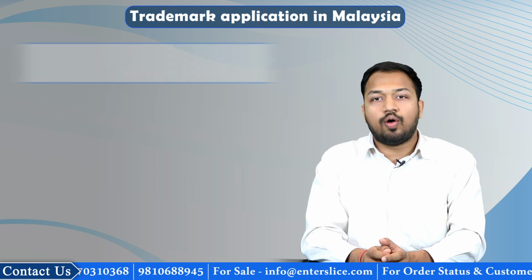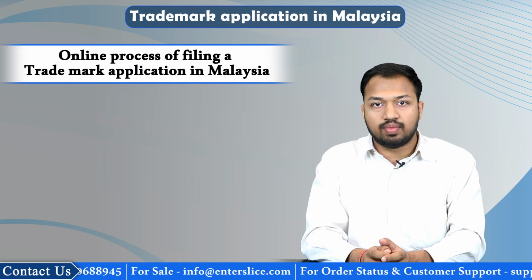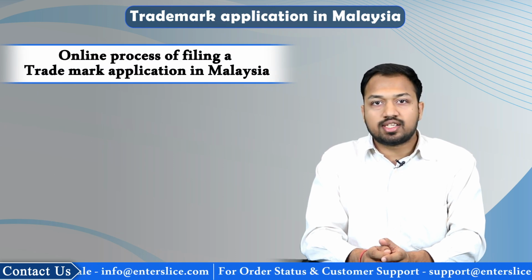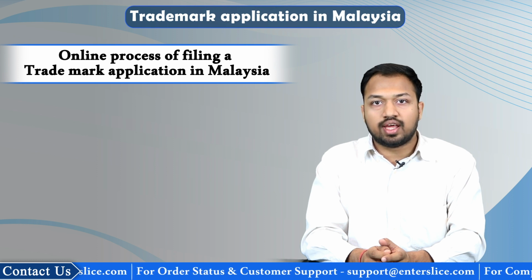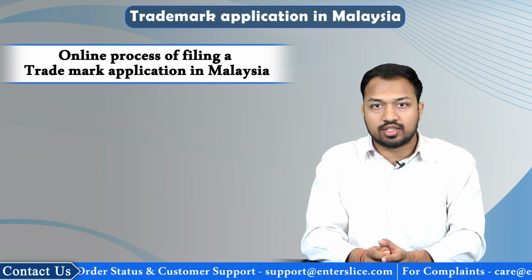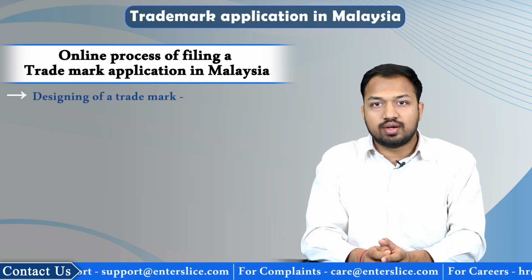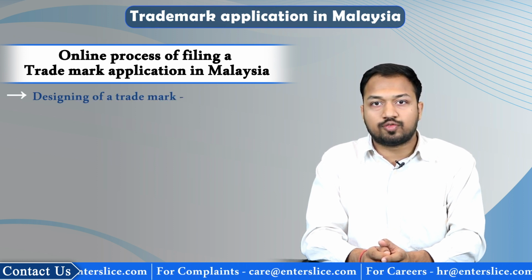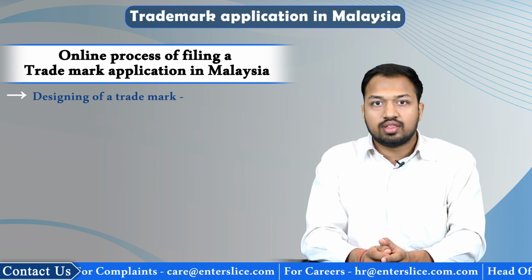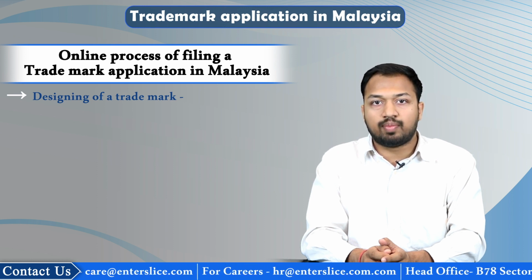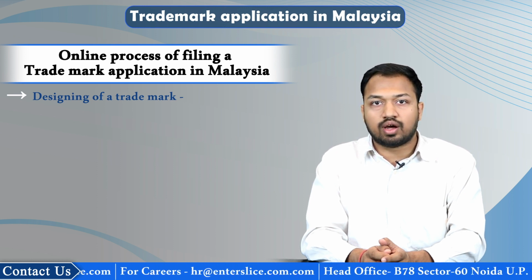Let us now discuss the online process of filing a trademark application in Malaysia. Following is the 8-step simple application process of filing an application for trademark registration in Malaysia. Step 1 involves designing of a trademark. Designing a trademark is the most elementary thing in the process of trademark registration in Malaysia. The trademark should be made in consonance with the applicable provisions of the Malaysian trademark law.